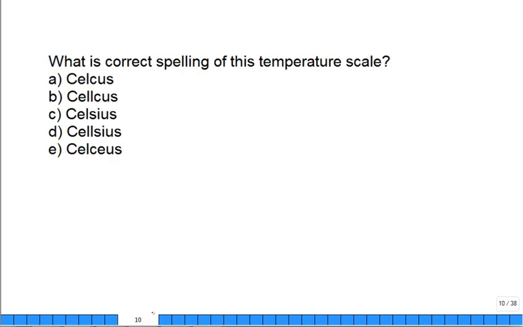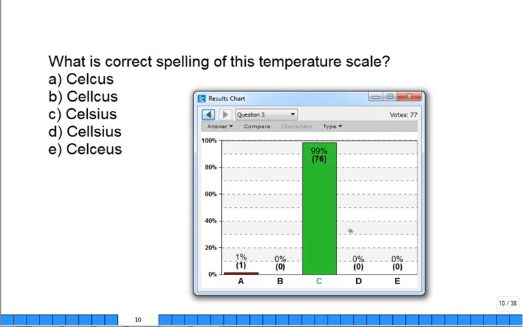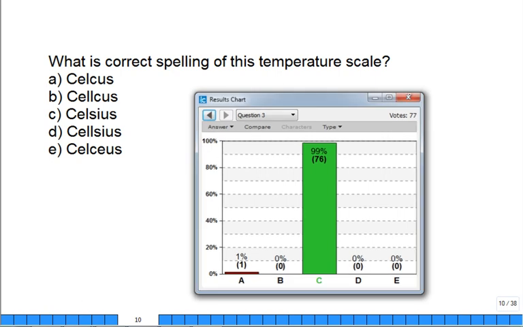What is the correct spelling of this temperature scale? Do you think we'll be 100%? That's pretty good. Somebody likes A. Somebody likes A. Raise your hand. No, don't do that.